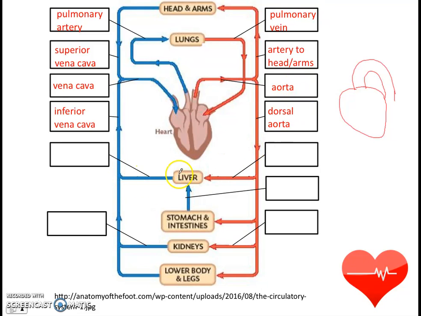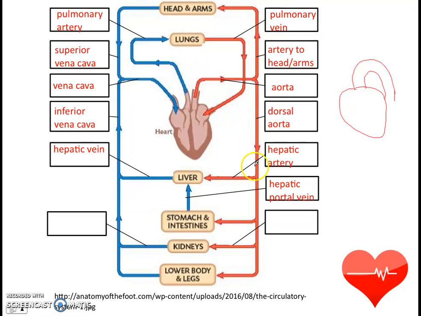There's this blood vessel here that brings blood back from the liver to the heart. That's the hepatic vein, right? We've learned that in the chapter on digestion. This blood vessel here brings oxygenated blood to the liver, the hepatic artery. You've heard of that before too. This special vein that connects the intestines to the liver, you should remember, the hepatic portal vein.